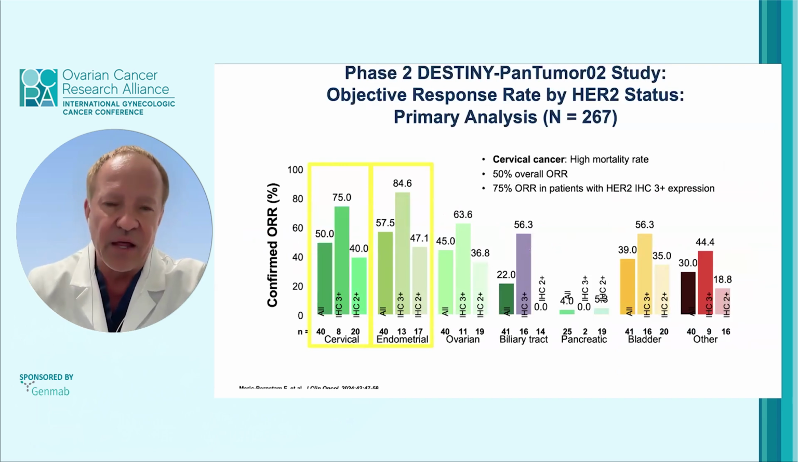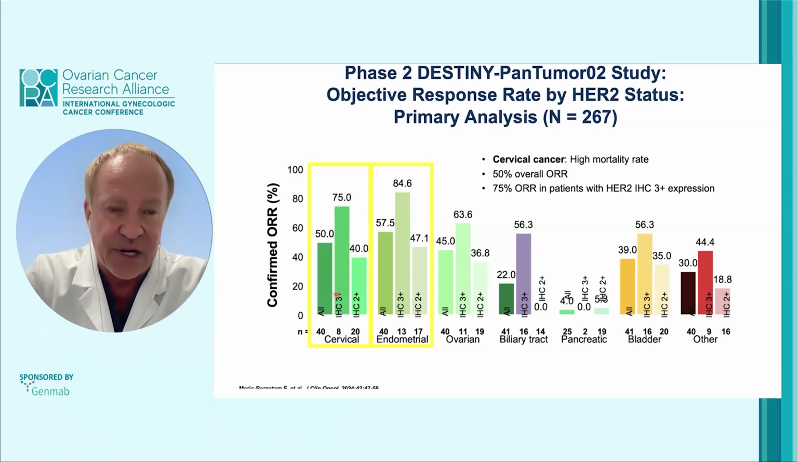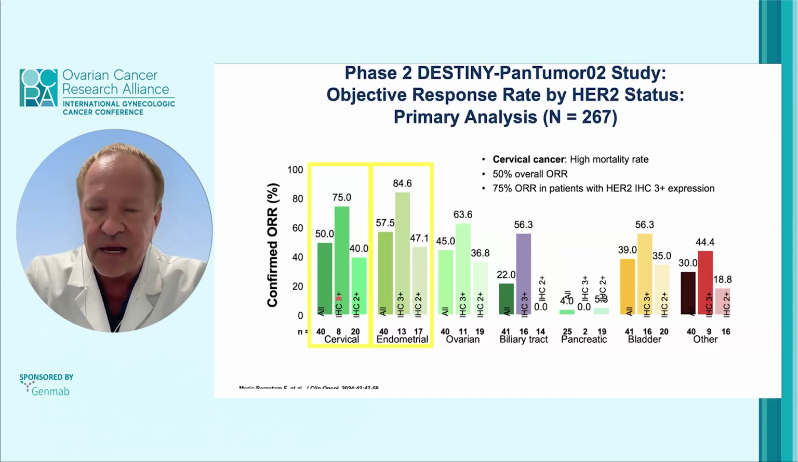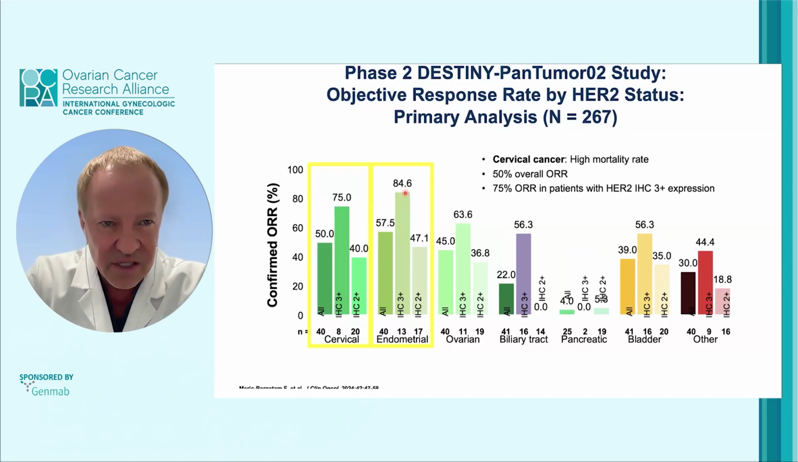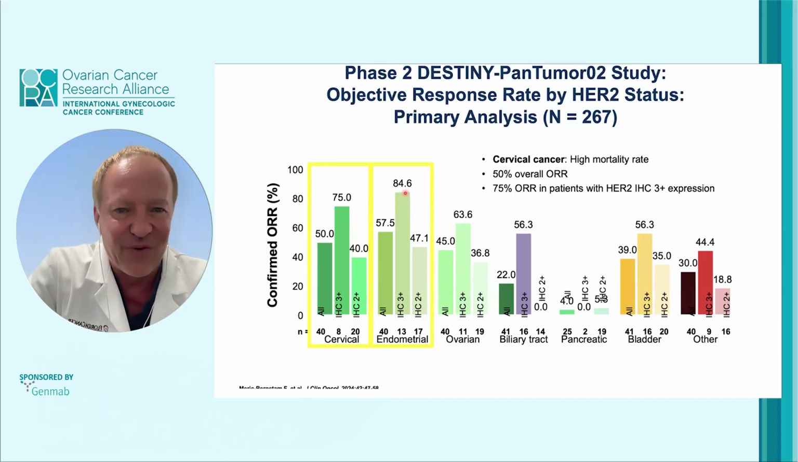And so the amount of expression matters. In the cervical cancer cohort, we score the expression 1, 2, 3, 1 plus, 2 plus, 3 plus. If you got 3 plus, it shrinks the tumor 75% of the time. If it's endometrial, 3 plus shrinks at 85%. Those are big numbers. And this just happened in April 2024.